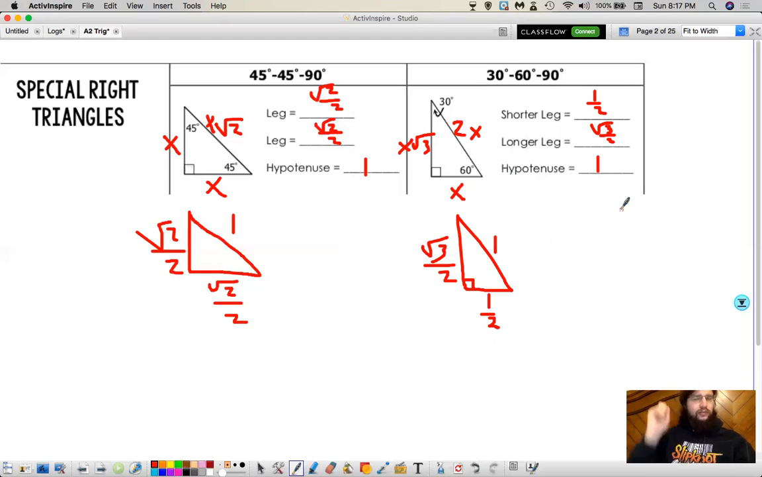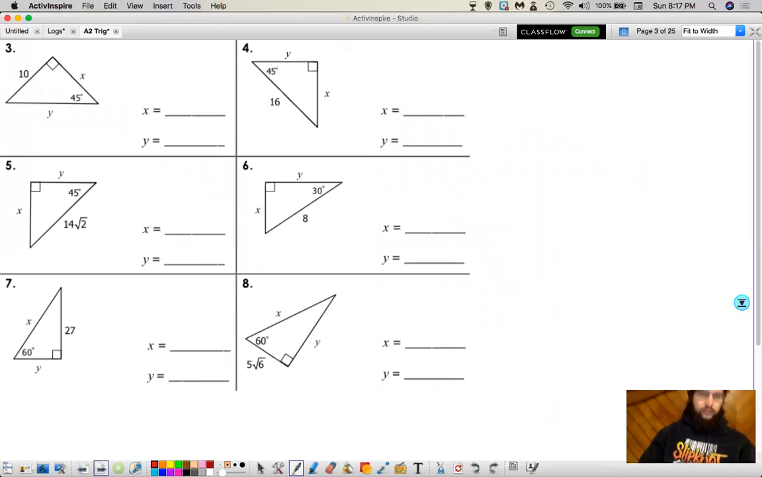Now there's other ways to remember it. Just if you can remember it, you can manipulate it. So if you remember 1, 1, square root of 2, and 1, 2, square root of 3, that works as well. If you have a calculator, that works even better. So we're just going to practice here. So we're going to use these rules right here.